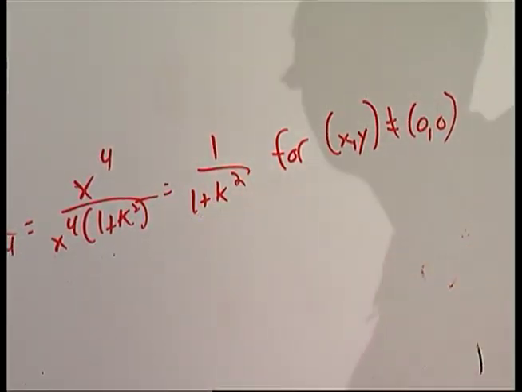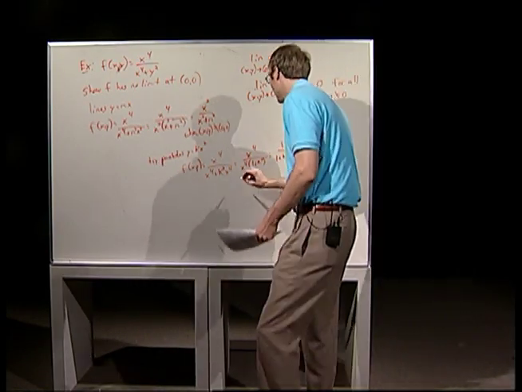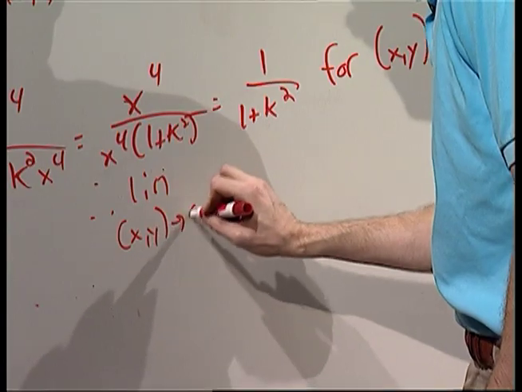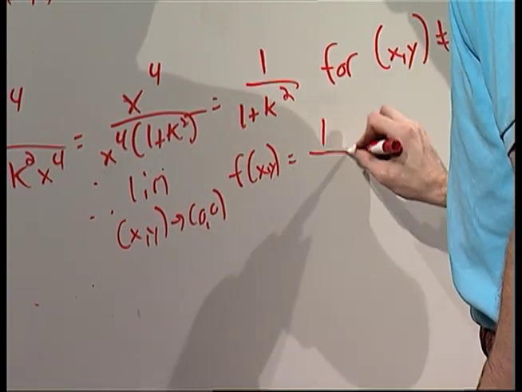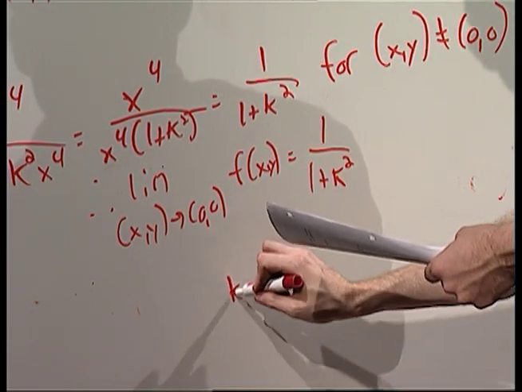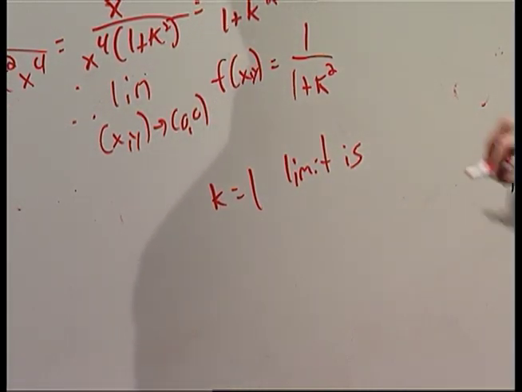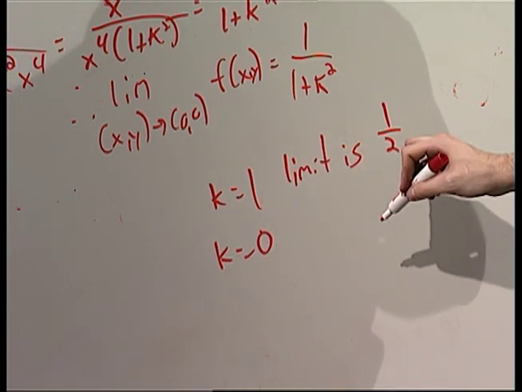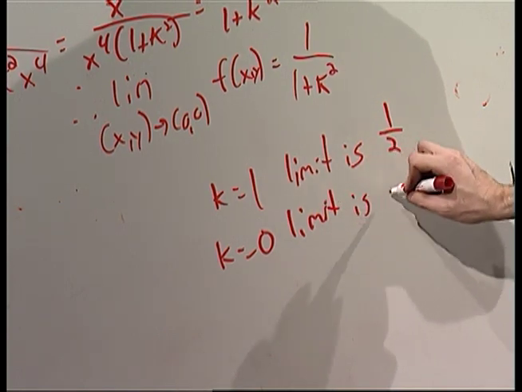Now here's a guy like before. Here's a guy that's dependent only on k, right? So here's somebody that's dependent only on k. So therefore, along these parabolas, the limit as xy goes to 0, 0 of f of xy is equal to 1 over 1 plus k squared. So for example, if k equals 1, the limit is 1/2. If k equals 0, then the limit is 1.